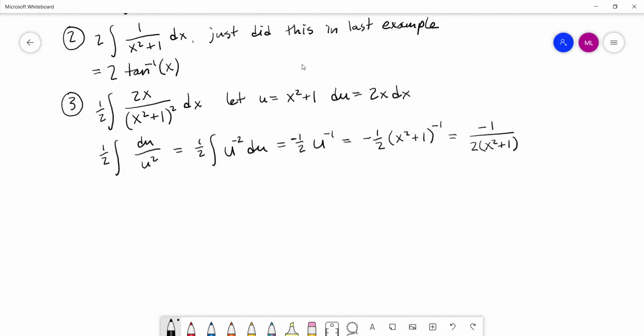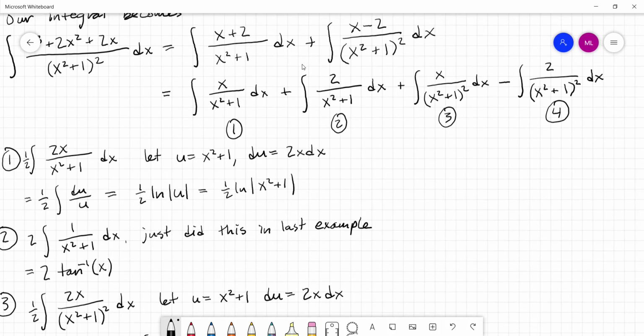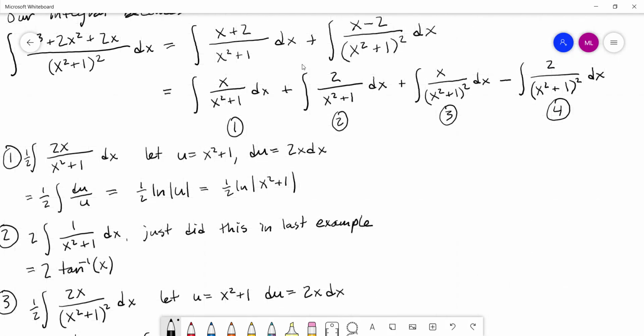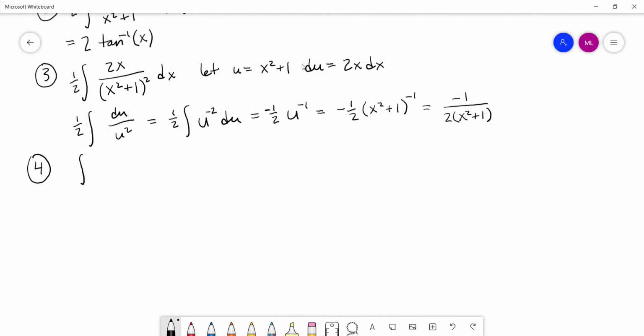And the last one, which is the integral of, don't forget this minus sign when we are combining all of these at the end, but it's 2 over, and in fact, let's pull that 2 out. All right, it is 1 over (x squared plus 1) squared dx.